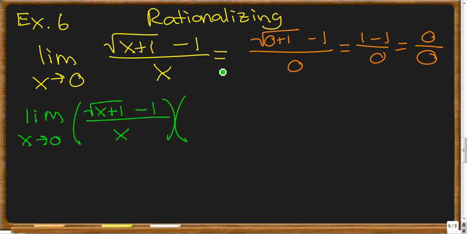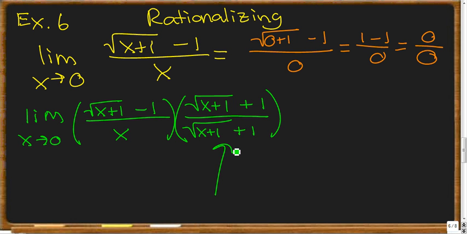If we multiplied this by the conjugate of the numerator. The conjugate of the numerator is going to be the exact same expression, the square root of x plus 1, but instead of subtracting 1, we're going to add it. This is a factoring technique called the difference of squares, and it's going to help us free up this square root. And we're going to divide by the same amount. So we haven't changed our expression or our function at all because we're multiplying by 1. So we are going to simplify this, and it's going to help us to find our answer.